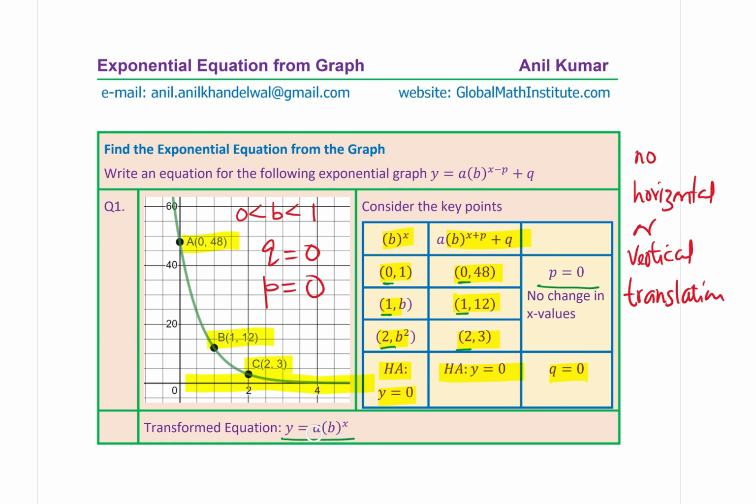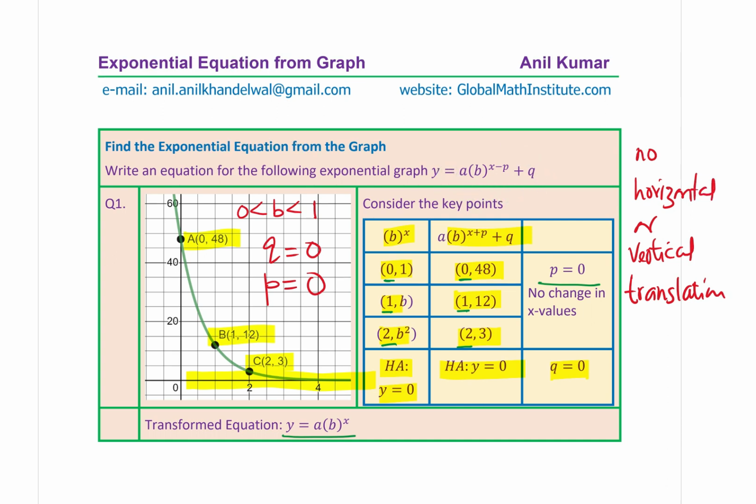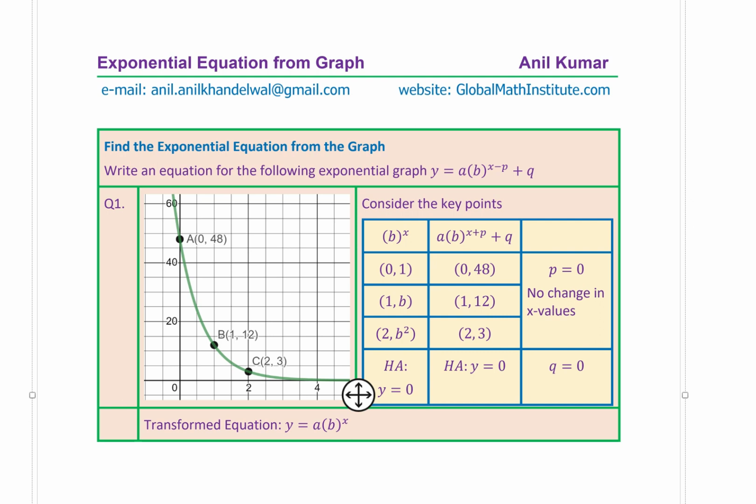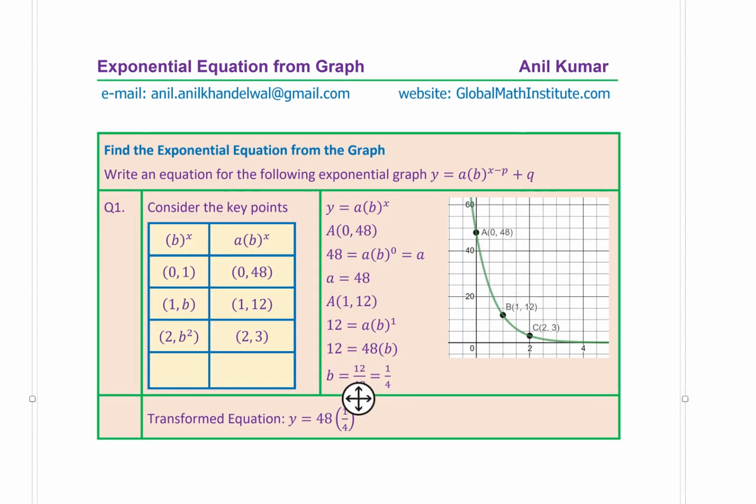Do you see how much we have simplified? From 4 parameters, we have come down to 2. And let's see, how do we find that? Well, clearly, now our equation has been changed to a b to the power of x, correct? So that becomes the equation now. With that, let's see, how do we solve it? So with a b to the power of x, the 3 points are (0, 48), (1, 12), and (2, 3).